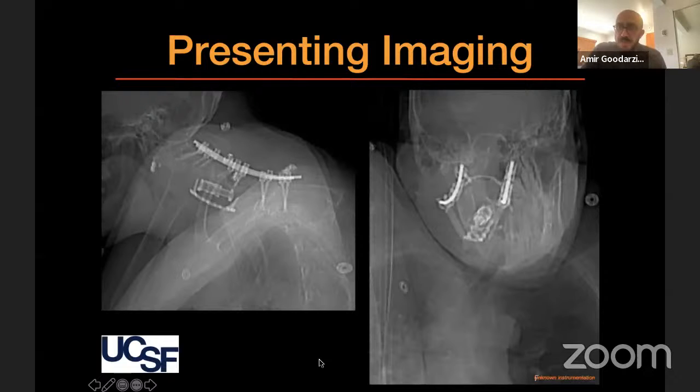So on presentation, his x-rays here demonstrate a focal kyphotic deformity in the mid-cervical spine, along with signs of distal junctional kyphosis and failure. He's got a chin-brow, chin-on-chest deformity with a significant CBVA.